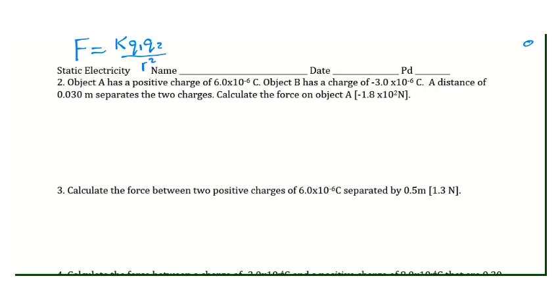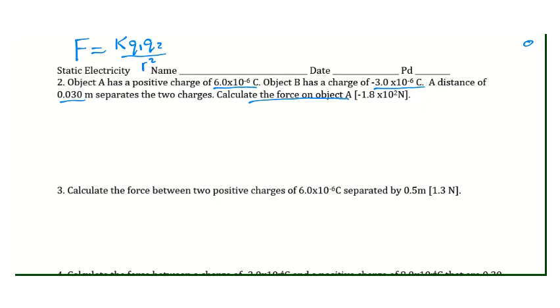So let's read this sample problem. Object A has a positive charge of 6 microcoulomb. Object B has a charge of negative 3 microcoulomb. A distance of 3 centimeters separates the two charges. Calculate the force on object A.